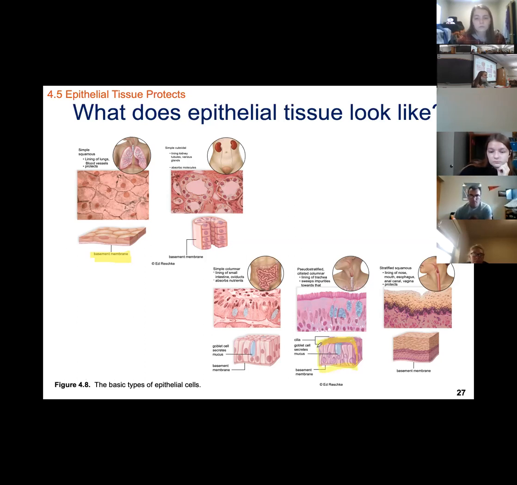It's just one. And then we have the stratified squamous, which you can definitely tell on the bottom right here that there are 2 layers. It helps that these are different colors, but this is the basement membrane here, and this is definitely more than one row of cells. So that would be that stratified.